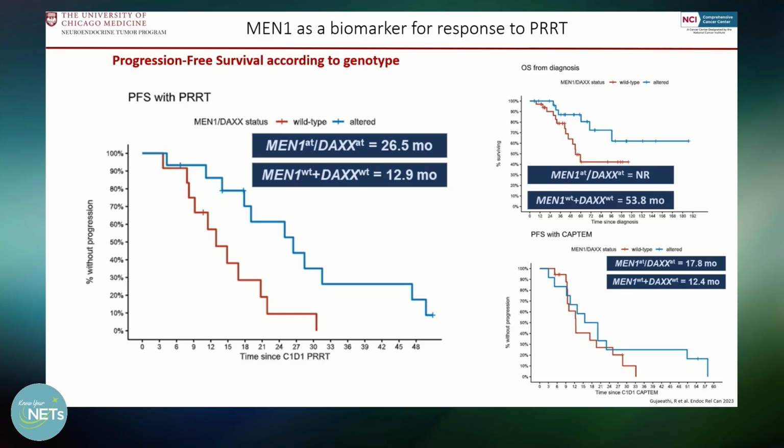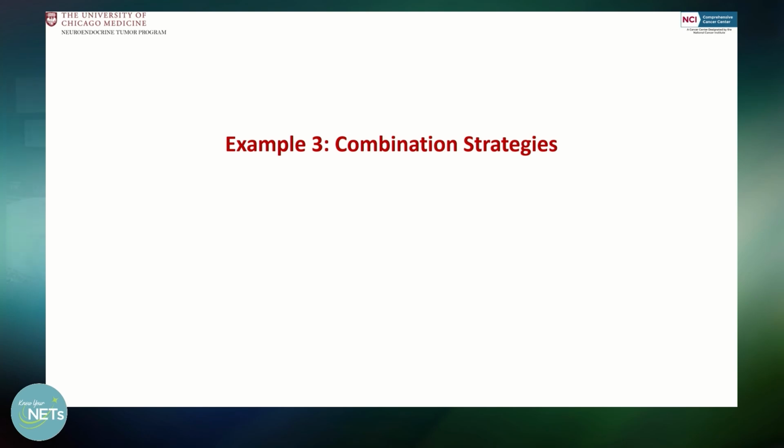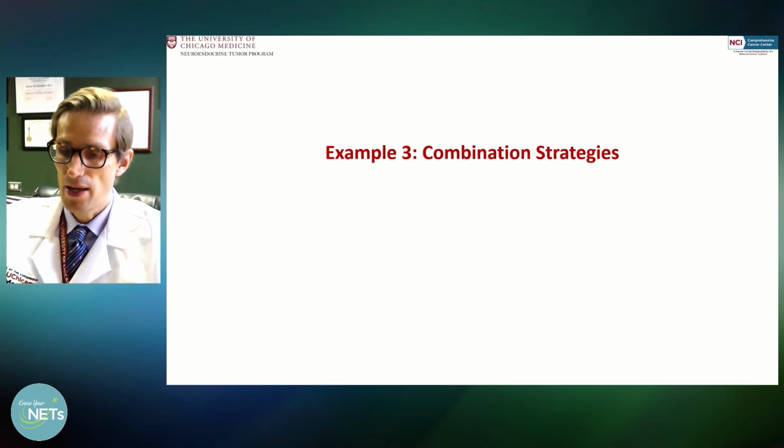Their overall survival was also improved after PRRT. And when we compared it, for example, with CAPTEM, which is a chemotherapy regimen that we give to our patients with metastatic pancreatic neuroendocrine tumor, having a mutation in MEN1 or DAXX did not make any difference in terms of progression-free survival. So it was really just for PRRT. Example number 3 would be combination strategies.